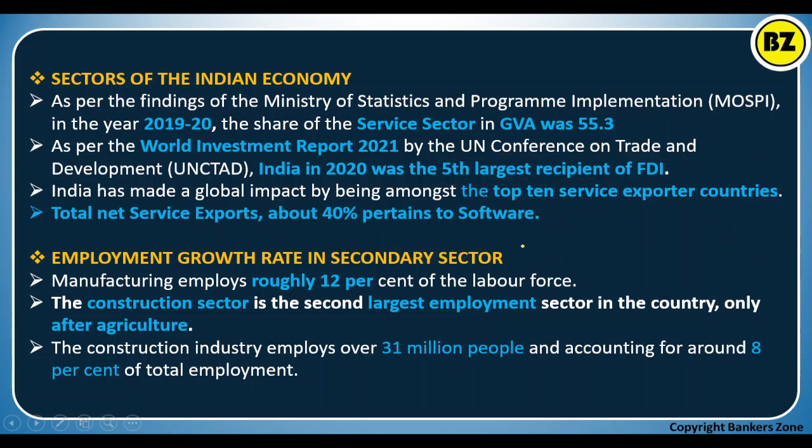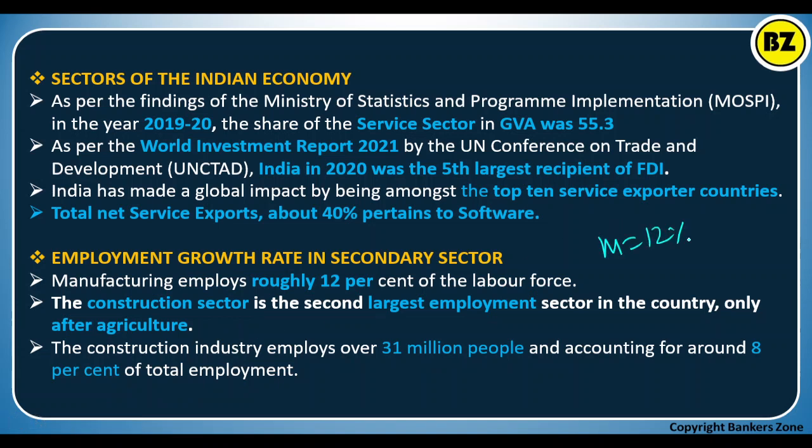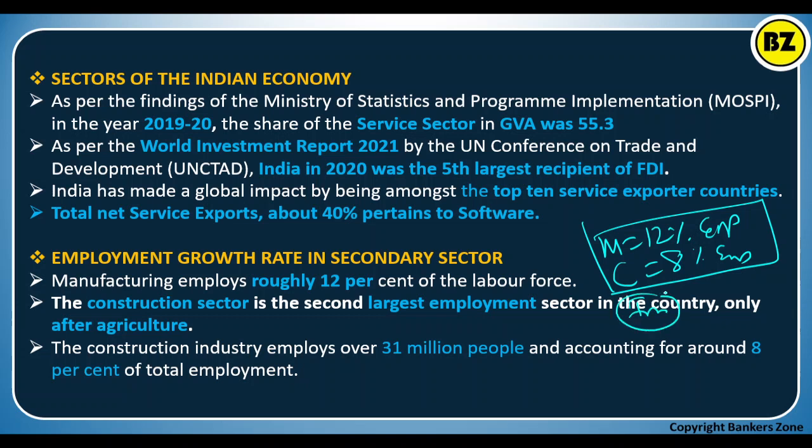Now, employment growth rate in the secondary sector. What is the secondary? Manufacturing employs 12% of the labor force. Construction is the second largest after agriculture, and construction employs 31 million people, which is 8% of total employment. So it is important to note, manufacturing has 12% of the employment and construction has 8% of the employment. Those two figures you have to remember. Apart from that, you should remember India is the 5th recipient of FDI in 2020. That is also important.